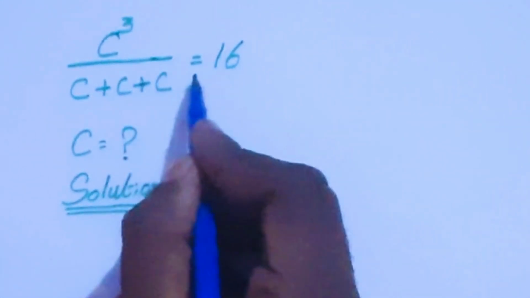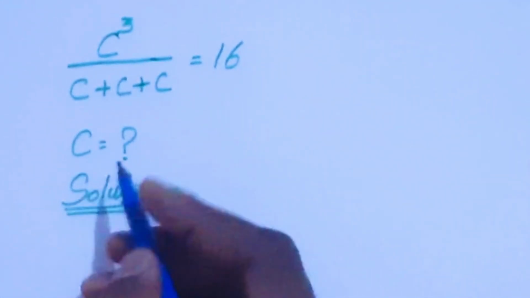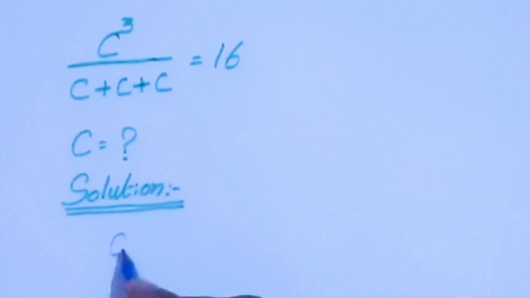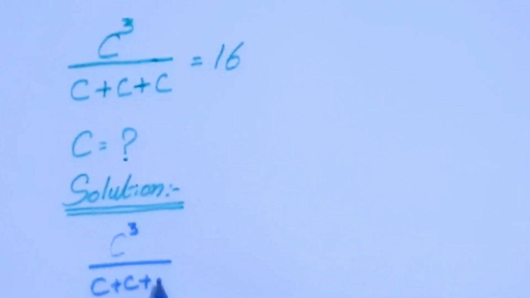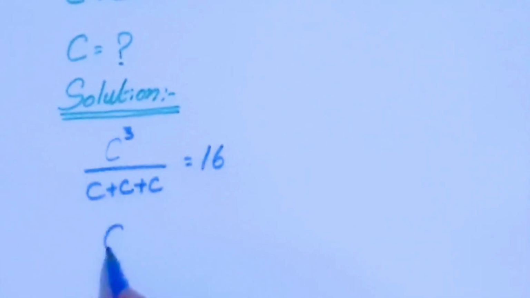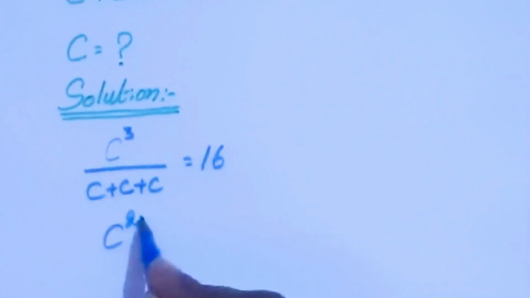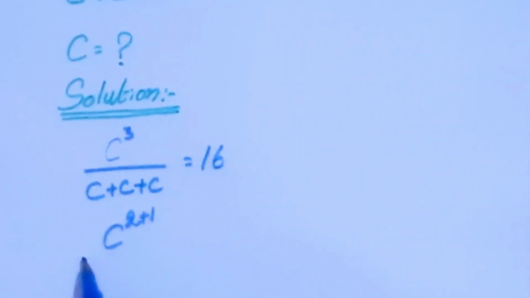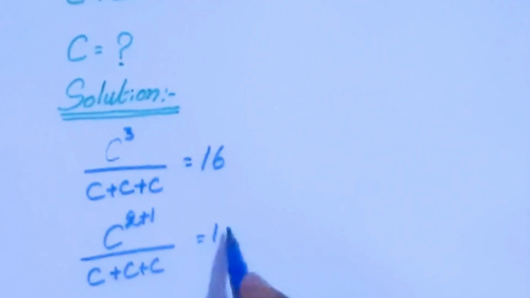Today we are going to solve this problem to find the C value. Solution: C power 3 by C plus C plus C equals 16. Now this C power 3 can be written as C power 2 plus 1 by C plus C plus C equals 16.